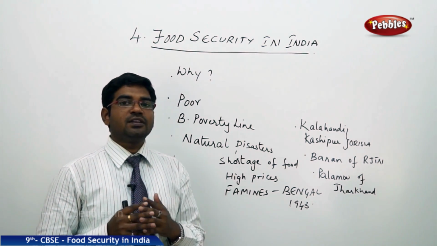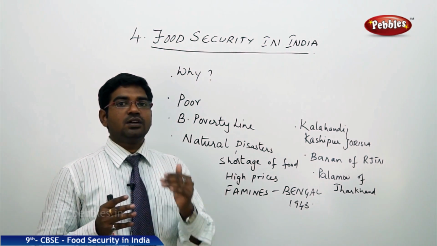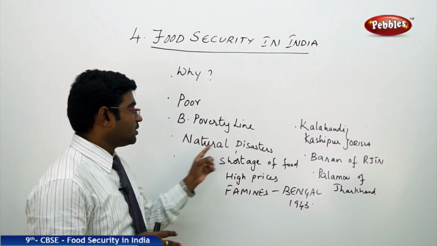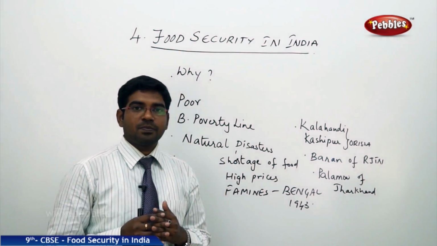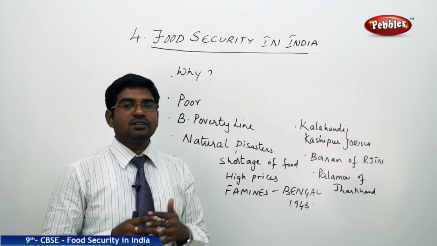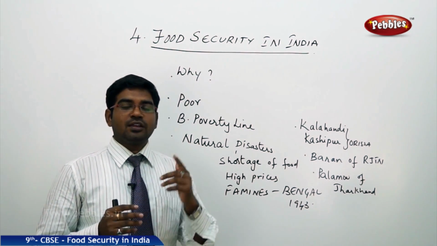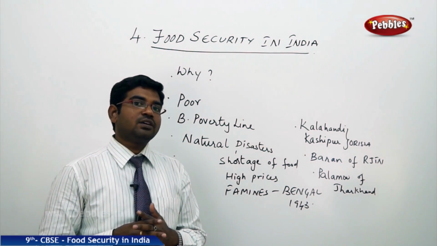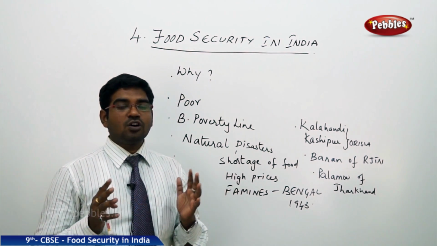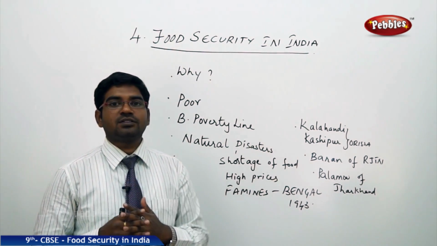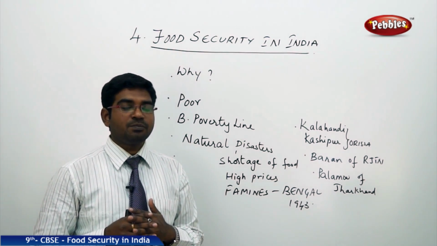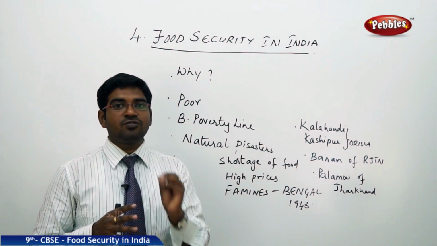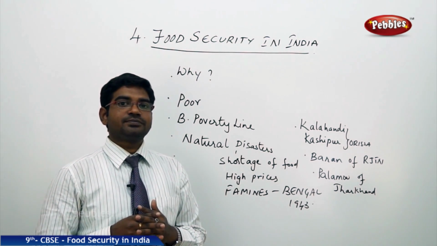This is one basic reason why we need food security in our country. The other reasons are due to natural disasters, like cyclones, earthquakes, tsunamis, or lack of rains. These all will start to impact the day-to-day life of the people. How can a natural disaster create food insecurity in our country?